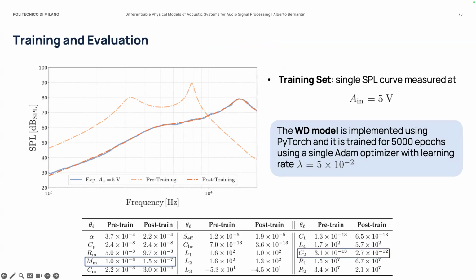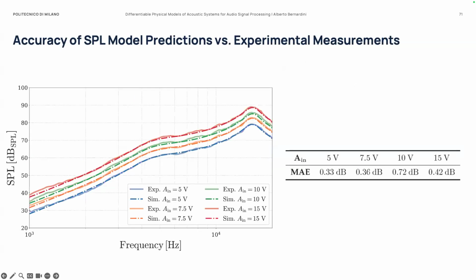These are other curves for different amplitudes, and they are more or less matching the measured curves. I would say that they match very well, especially in this frequency range, but also at the resonance range, they are very good.